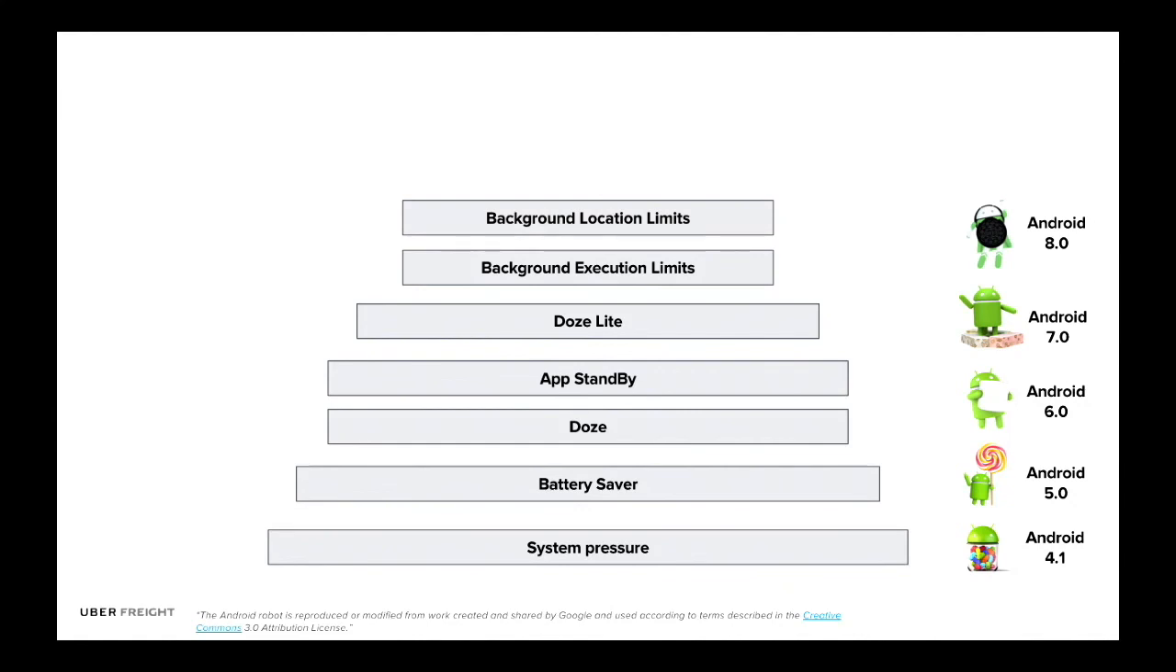Then finally, with the latest iteration of Android, Google introduced two new limits that are called background execution limits and background location limits that actually target exactly what we are trying to do with the Uber Freight application. On top of that sits our application that has to comply with all those layers of power saving in order to be able to correctly collect this location information and also be able to send it back on time to the Uber servers.